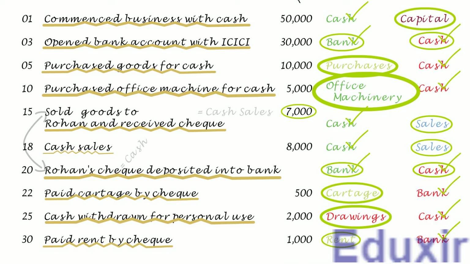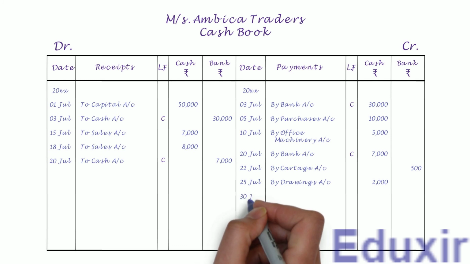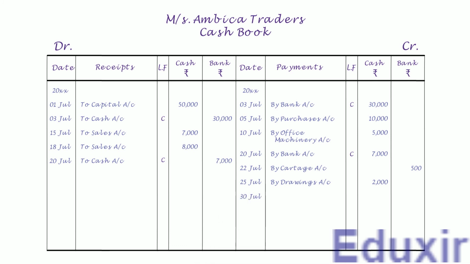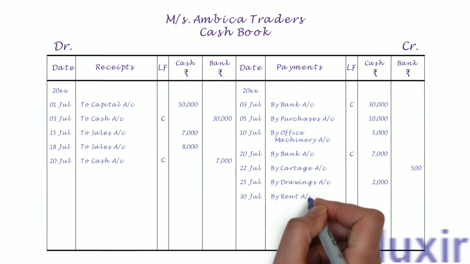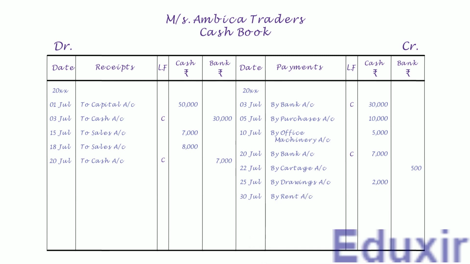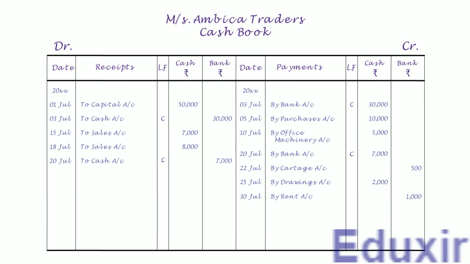With this analysis at our disposal, let us proceed with the posting of this transaction on the credit or payment side of the cash book. Let us first record the date. Let us then record the rent account in the payments column. Let us then record the credit amount of 1000 rupees in the bank amount column. With that, we have completed the posting of this transaction into the cash book. In fact, we have completed the posting of all the transactions into the cash book.